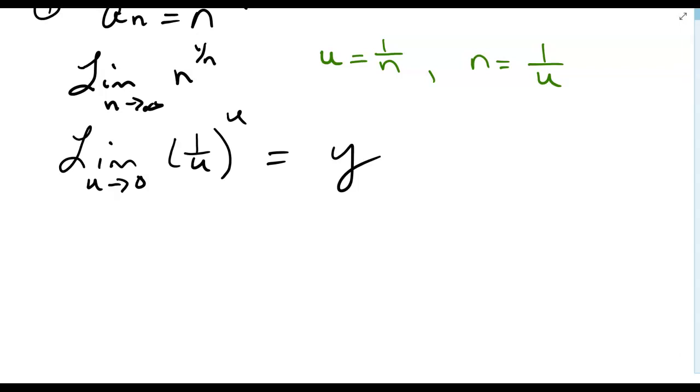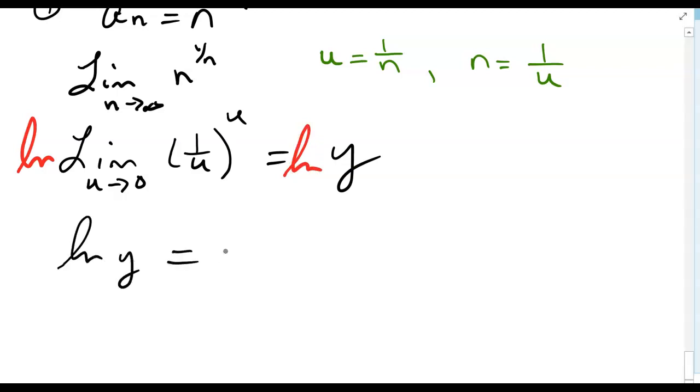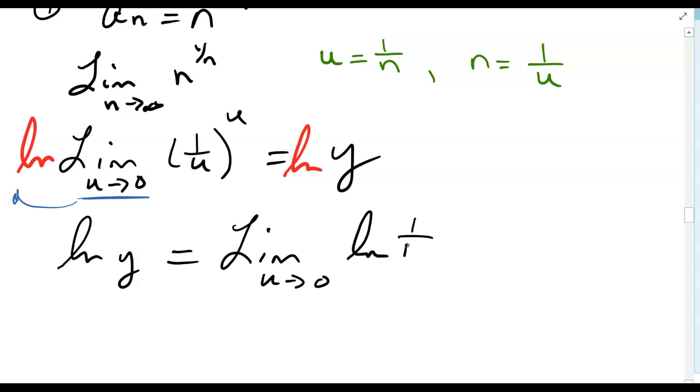In doing that, I can now take the natural log of both sides because I have an equation. I'm going to flip it around a little bit and say the natural log of y equals, using a rule that tells me I can move the limit outside, the limit as u goes to 0 of ln 1 over u to the u. And guess what my first step is going to be?